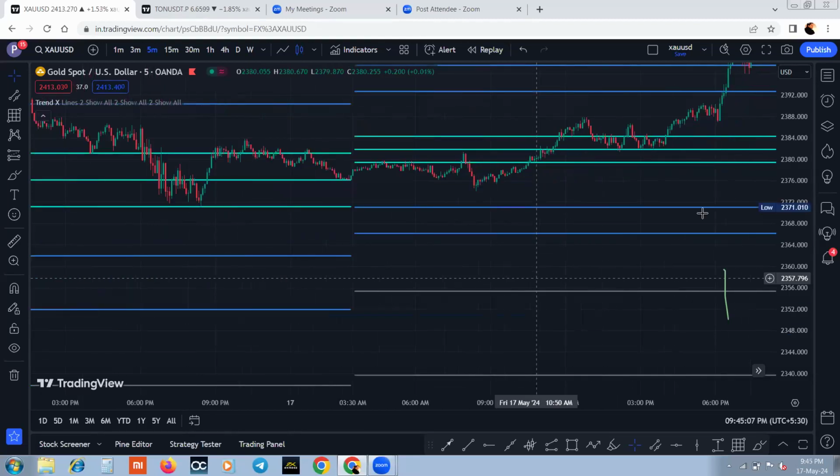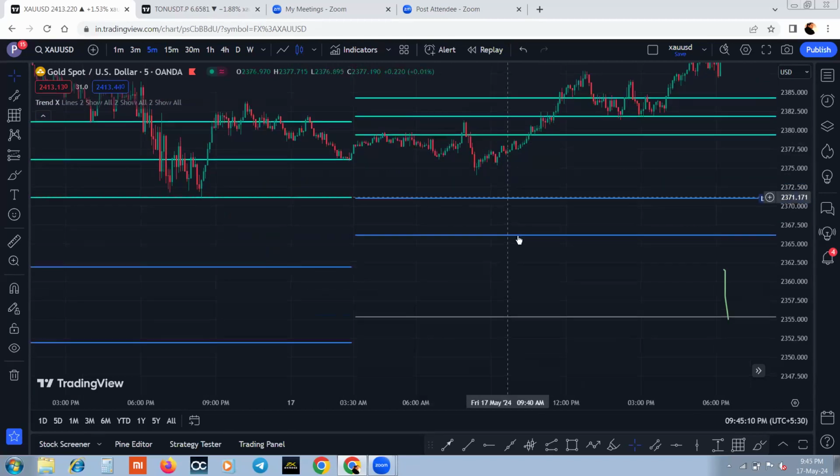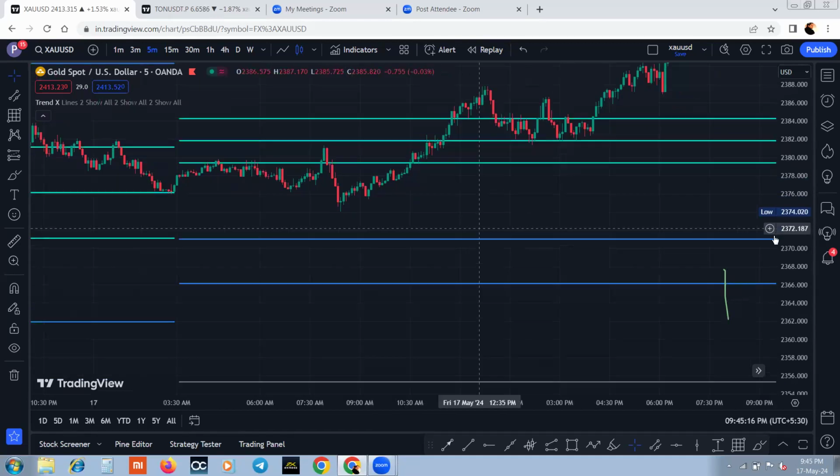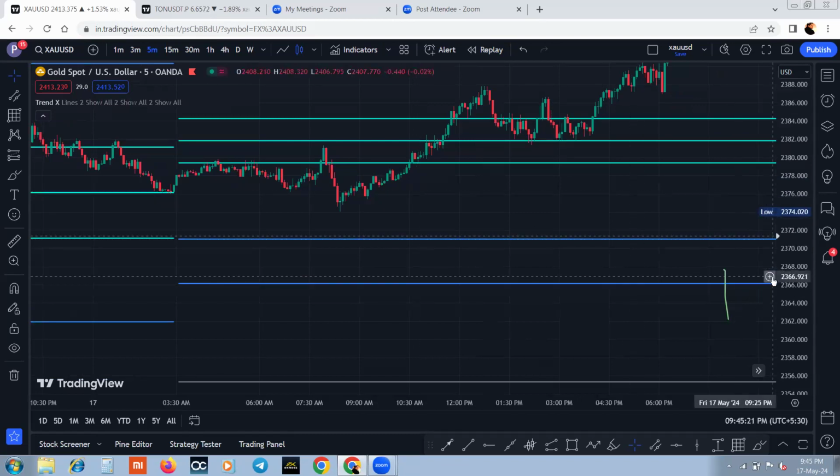And when I saw these red candles, I was waiting to come here. I kept alerts also. My alert was in this way: I kept one alert here and I kept one alert here. If I got any alert here, I was waiting. If I saw any good candlestick pattern, then I was taking the trade. But I didn't get any alert here.